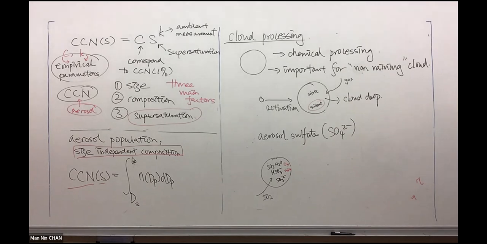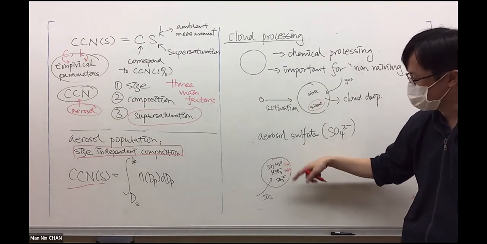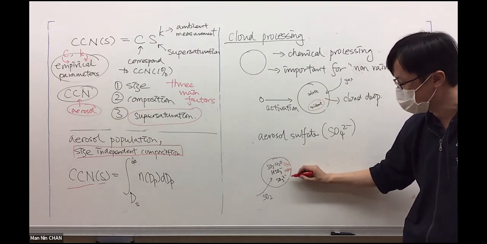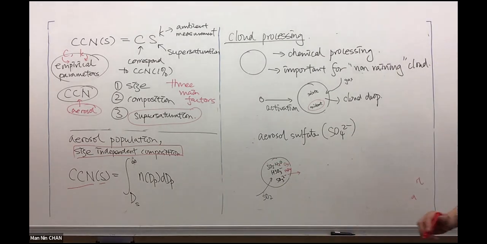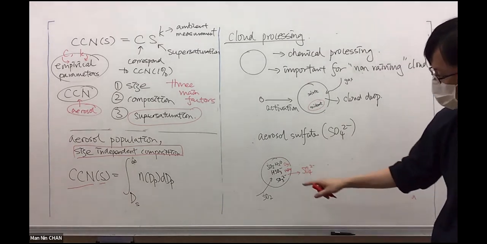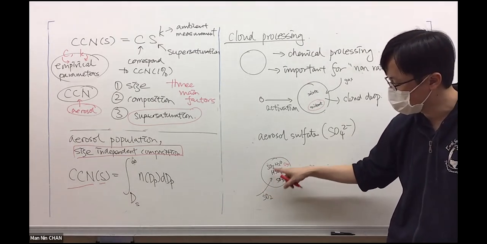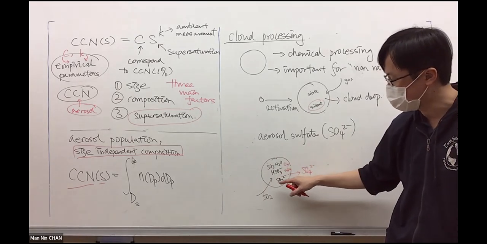So what will happen is, when you have the SO2 dissolved in the cloud, and you have this oxidant, you can have some reaction. You can oxidize this sulfide species, and then eventually give you the sulfate. So that means you start with some SO2, you dissolve it in the cloud, and then you have some oxidation, and then you form the sulfate.